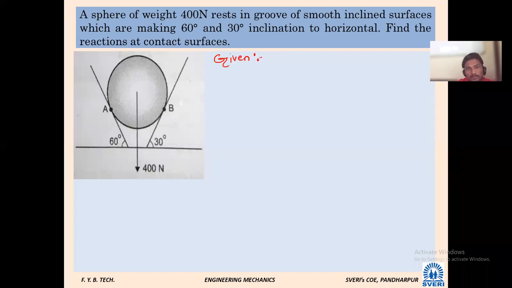So if you see this now, a sphere of weight 400 Newton rests in a groove of smooth inclined surfaces making 60 degrees and 30 degrees inclination to the horizontal. It is given like this. Now you can observe there is a sphere. What do we have to do? Instead of going to forces, let's draw the free body diagram of the sphere. What is a free body diagram?